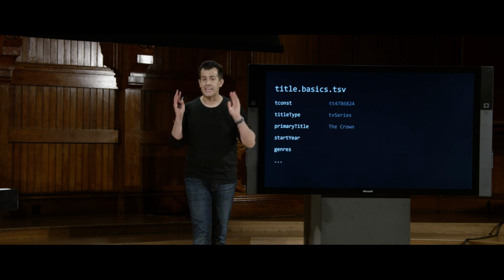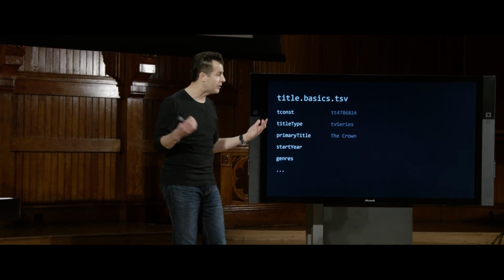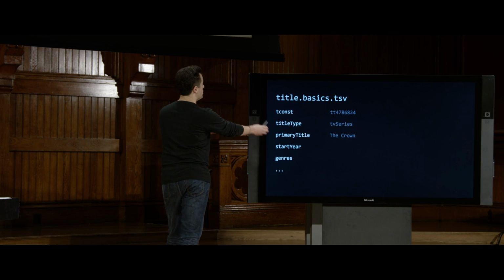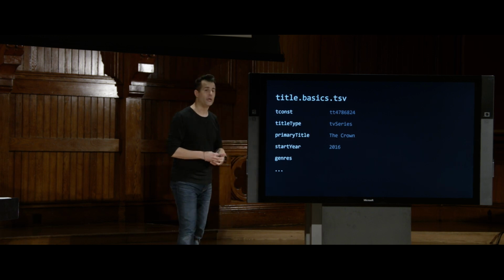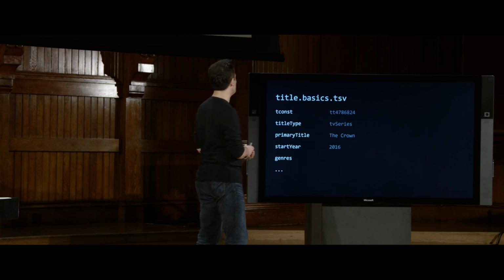Primary title is the name in the file that is given to the primary title of the show. Sometimes shows apparently have different titles in different geographies or communities. So primary title is the one that most people know it by. Start year is the year for a TV show in which that TV show began. The Crown came out first in 2016.